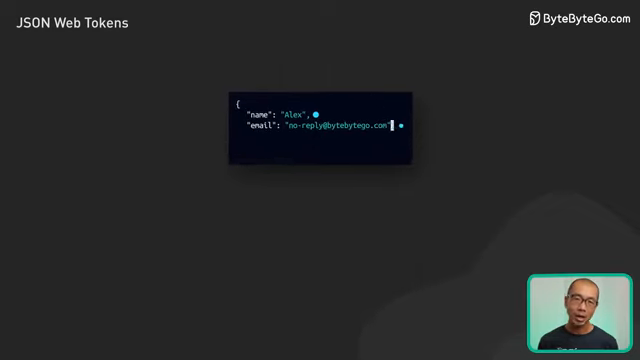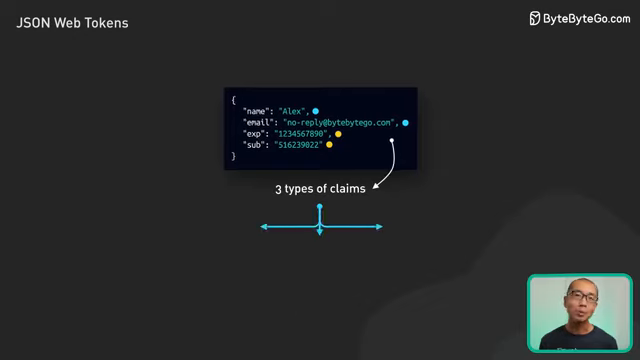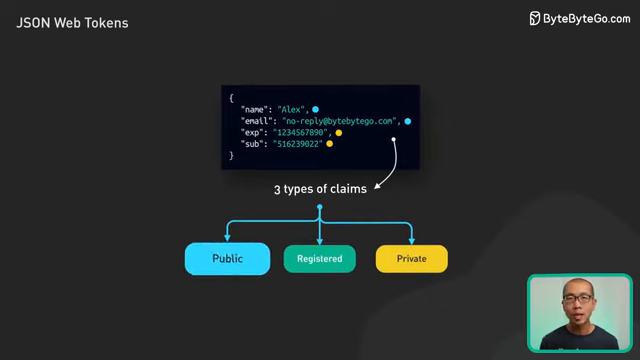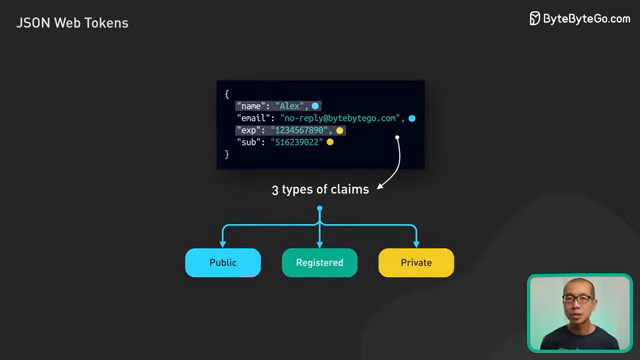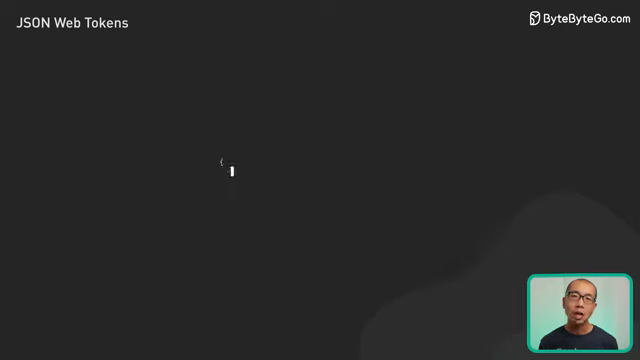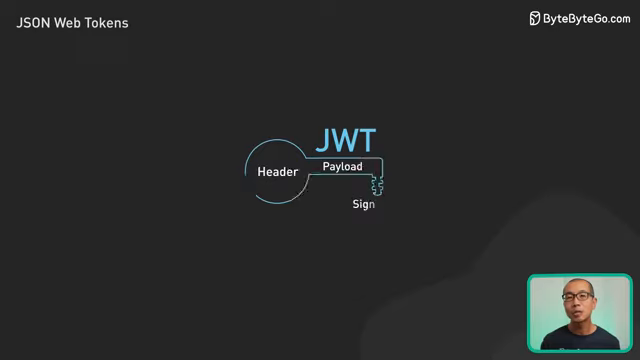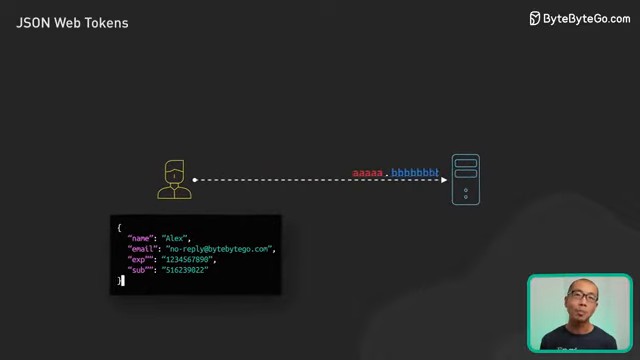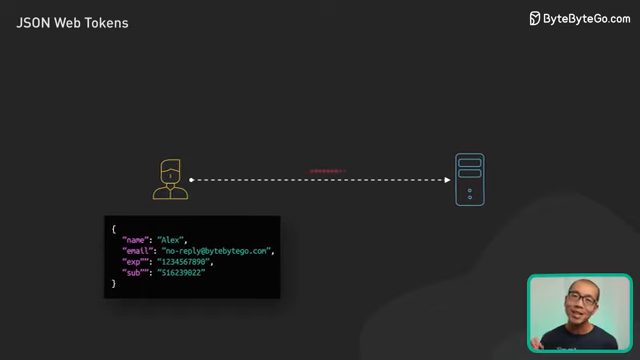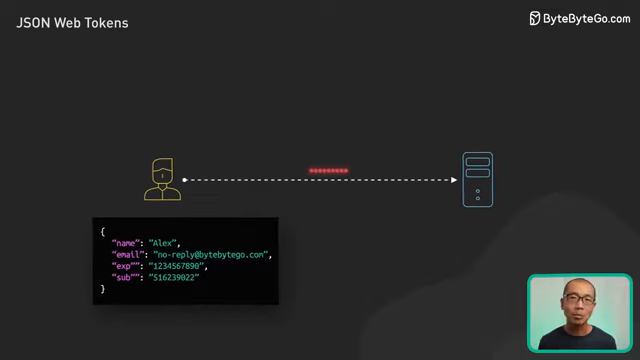Claims are statements about an entity, which is typically the user, with some additional data. There are three types of claims: registered, public, and private. Registered claims are predefined, like the issuer, expiration time, and subject. While JOT payloads can be encrypted using JSON Web Encryption, most implementations use signed but not encrypted tokens. This means that while the data is encoded, it is not encrypted and can be read if intercepted. That's why sensitive information should never travel in a JOT payload unless it's encrypted first.